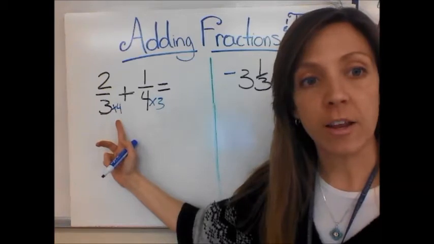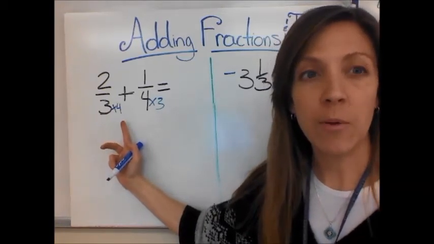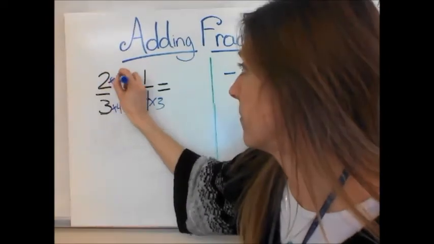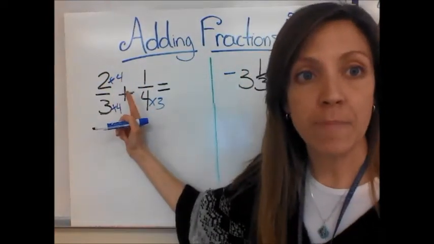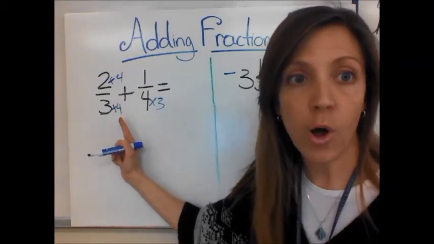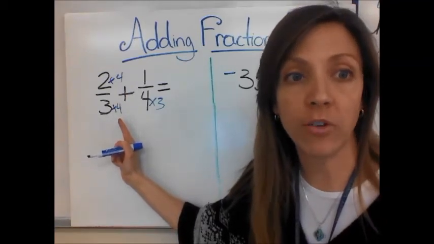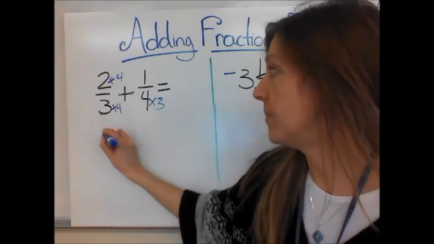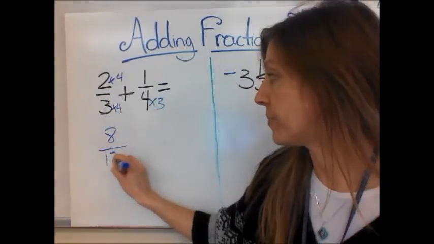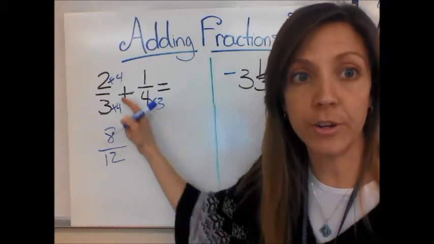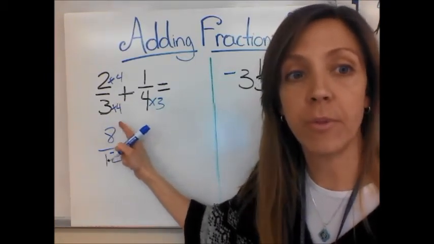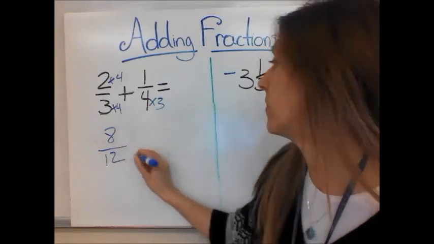To get 12, I need to multiply 3 times 4, and whatever I do to my denominator, I also do to my numerator. Keep in mind, in multiplying by 4/4, 4/4 is a whole. I'm going to get an equivalent fraction. 2 times 4 is 8, and 3 times 4 is 12. 8/12 will reduce to 2/3, so these fractions are equivalent because I multiplied by 1 whole.